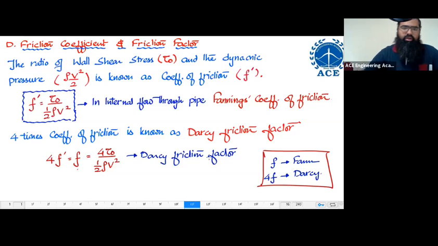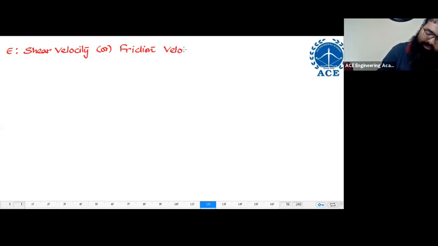Moving further, let us say two more things I'll take. First of all, there is something known as shear velocity or friction velocity. It is represented by V star.